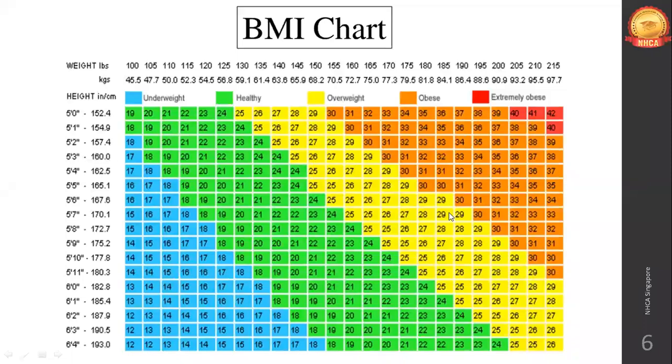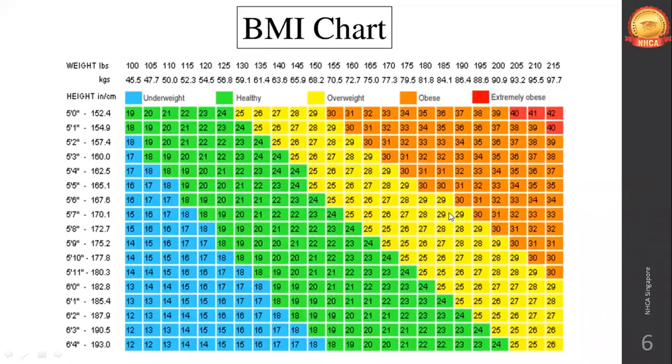You will only get a range, that is 18 to 24. If your body mass index is between this range, you are healthy. If it is 25, you are still healthy, because person to person, your body mass index may differ.